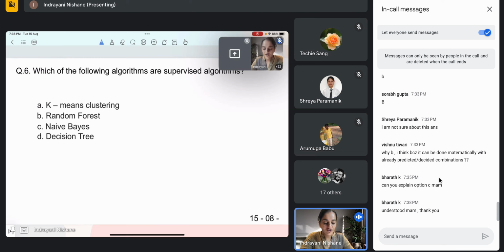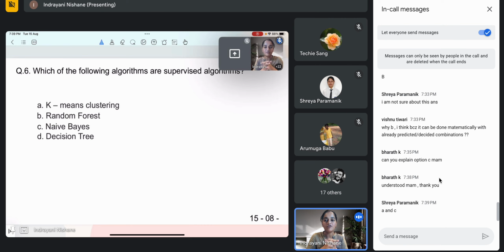Okay, so which of the following algorithms are supervised algorithms? I'm expecting answers from you. I'll take a break from talking here. There is more than one correct answer. So please type your answers in the chat box or unmute and tell me which you think are supervised algorithms.